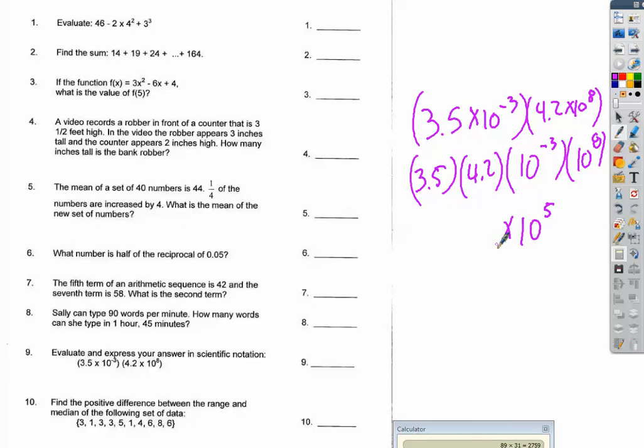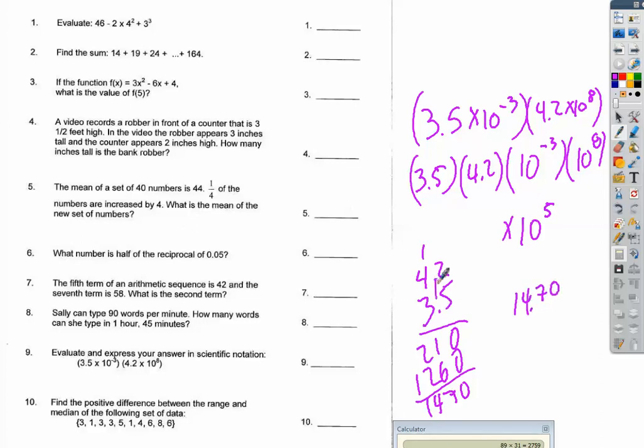I have to multiply this out. So I'm going to go 35 times 42. I'm neglecting the decimal places for now. 5 times 2 is 10, carry the 1, so that's 21. That's 6 and 12. So add them together, so you get 1,470. And then I had 2 decimal places here, so the decimal place goes here. Now, I have 14.70.